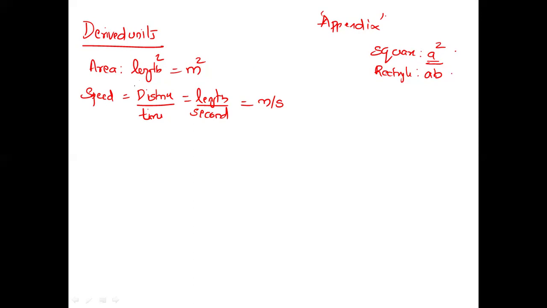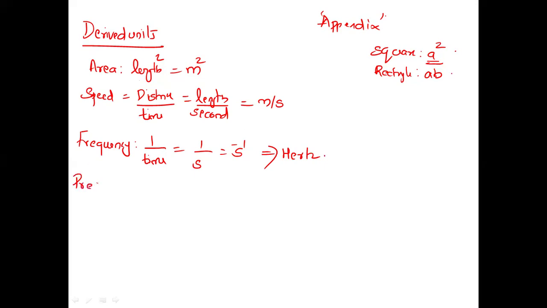Apart from this, you have some other derived units, like for frequency. For frequency, the formula is 1 by time. Time is measured in seconds in the SI unit, so second inverse is the unit. This is given a special name. It is called hertz. So special names are also given to some quantities.